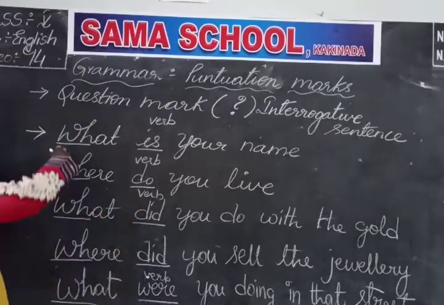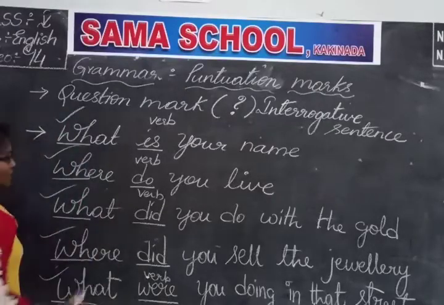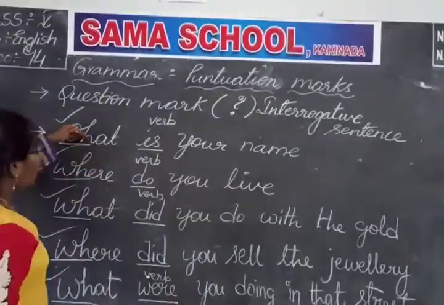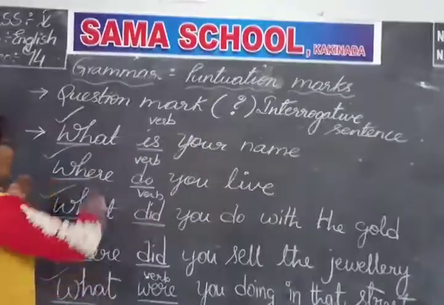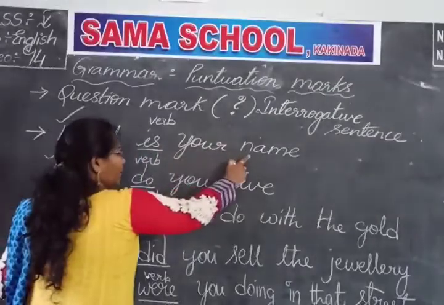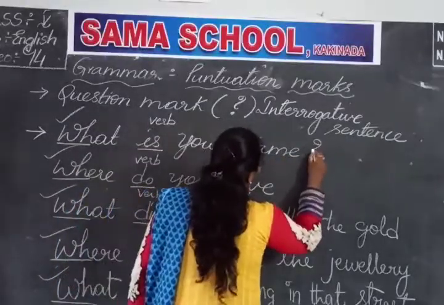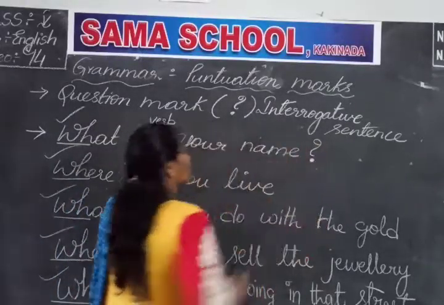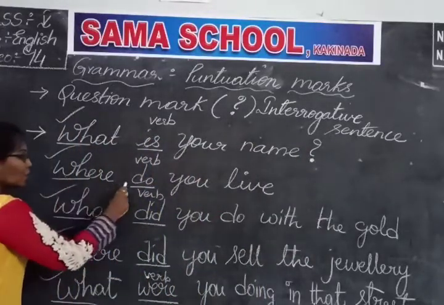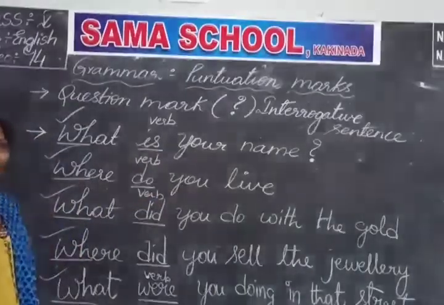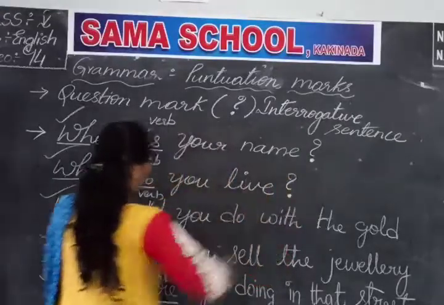Okay, children? So I am clear, I think so. So I started every question with WH. So this is clear that whatever question we ask, we start mostly with the WH words. So, what is your name? I want to know your name. So we started with a WH and so we should place a question mark. Clear? Next, where do you live? It is also a question, so we should place a question mark.